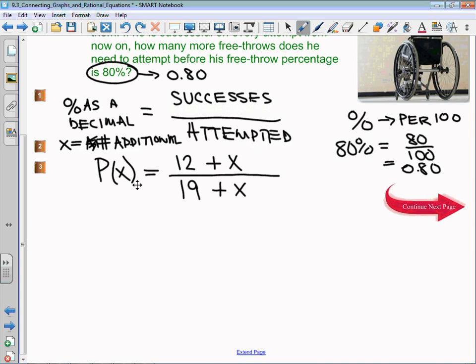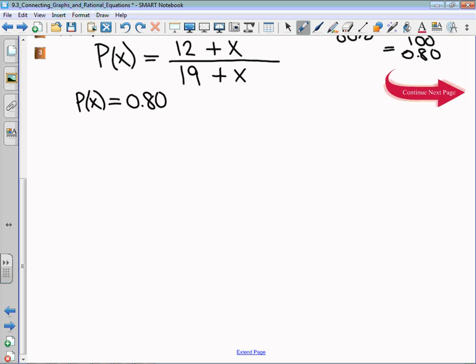All right, now the question wants us to know, when will P of X be equal to 0.80? And that's really important, that creates the equation for us, because what we're trying to solve is, when is 0.80 equal to 12 plus X over 19 plus X?